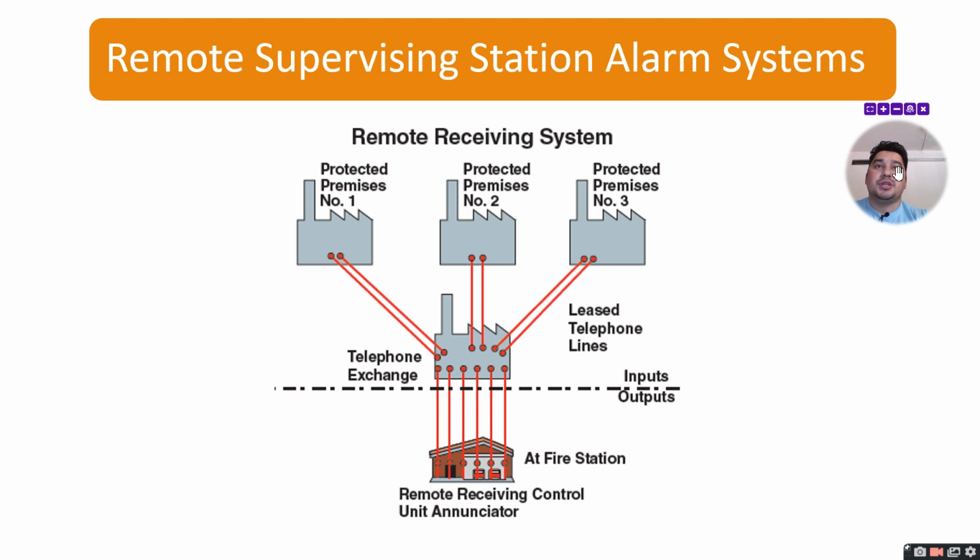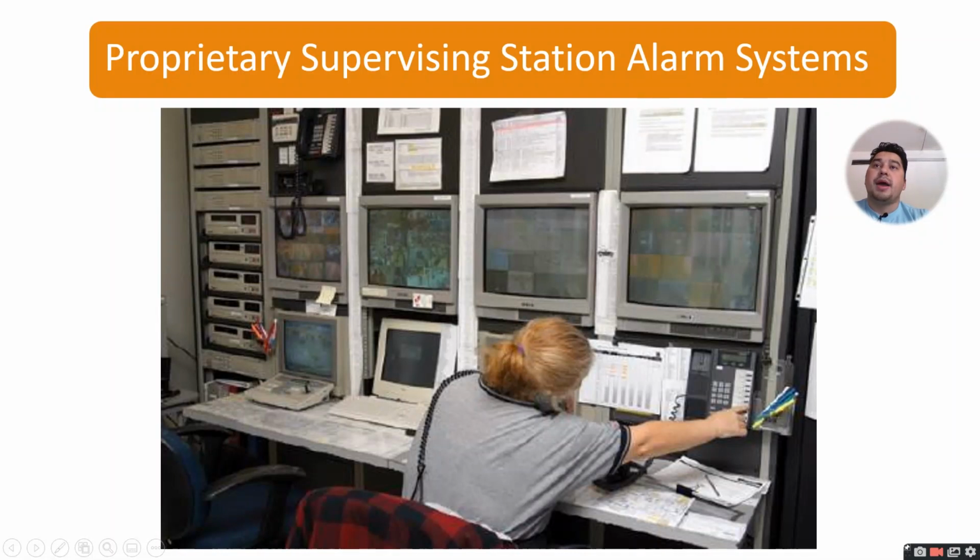Now, remote supervising station alarm systems. This is the remote receiving system: protected premises number 1, protected premises number 2, protected premises number 3. What will happen? The remote receiving control unit annunciator will receive the signals, through the telephone exchange, inputs and outputs, and leased telephone lines, to the fire station. Proprietary supervising station alarm systems. This is the proprietary supervising station alarm system.